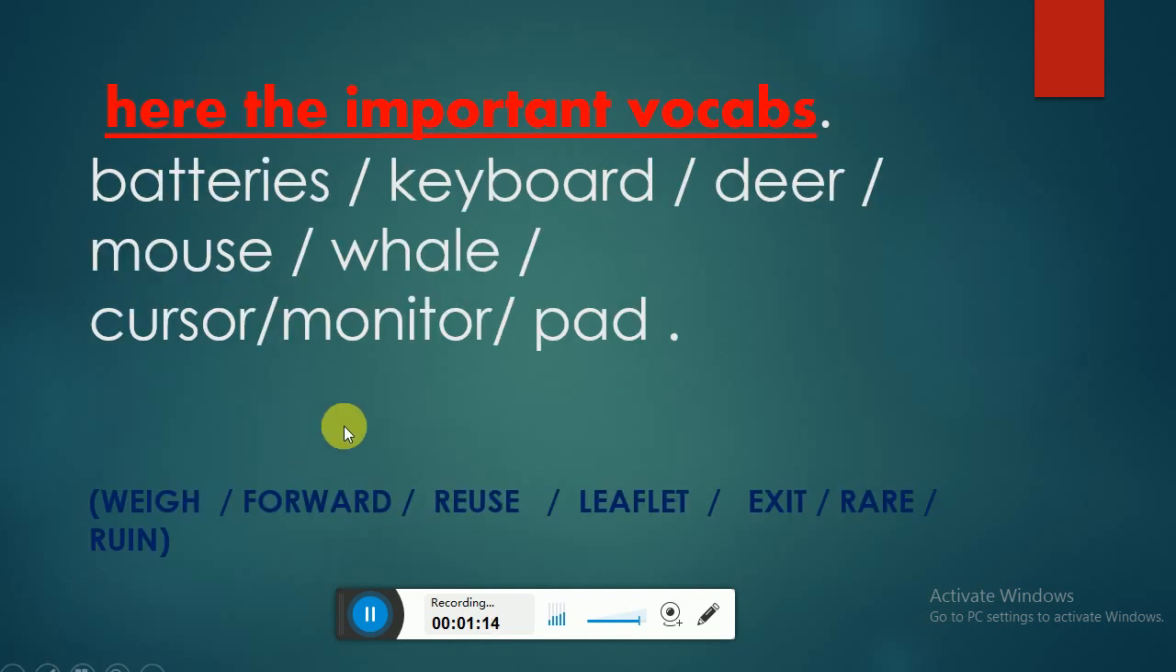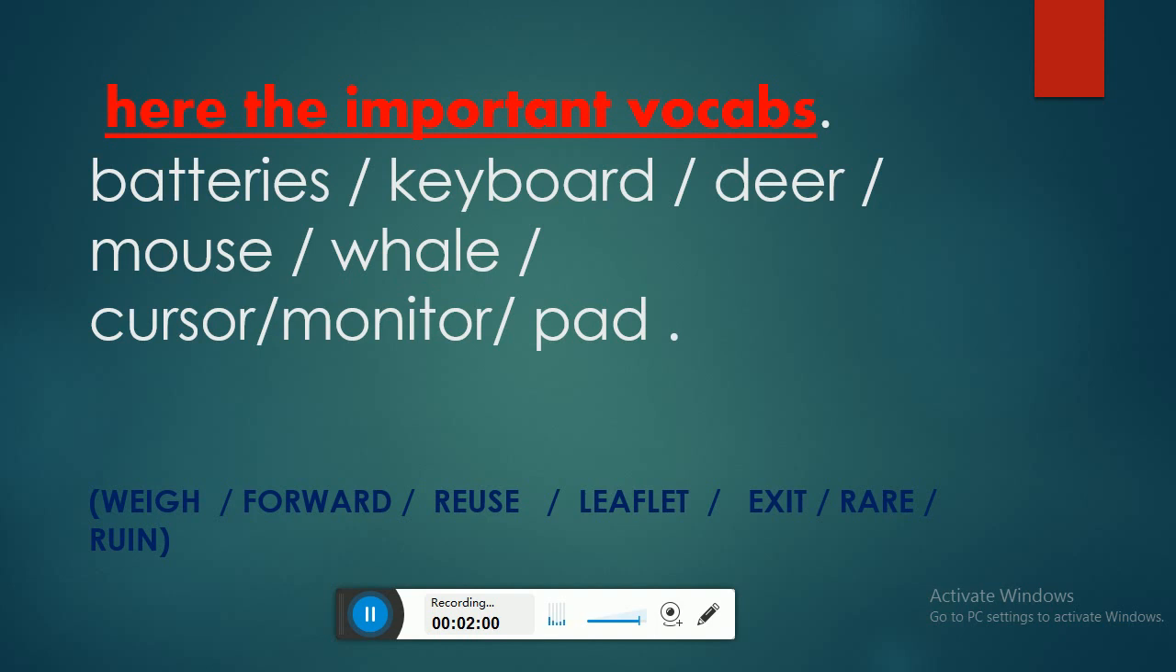Here are the important vocabularies concerning Module 1. We have batteries, keyboard, deer, mouse, whale, cursor, monitor, and bat. Of course, these are not the whole vocabularies in the unit, but the most important ones. Batteries. Now we're going to focus on the meaning. Batteries, just as I say, my batteries in the laptop are empty, so I have to recharge them.